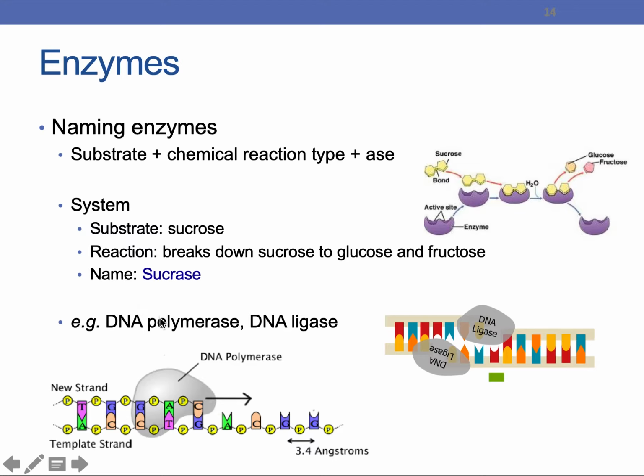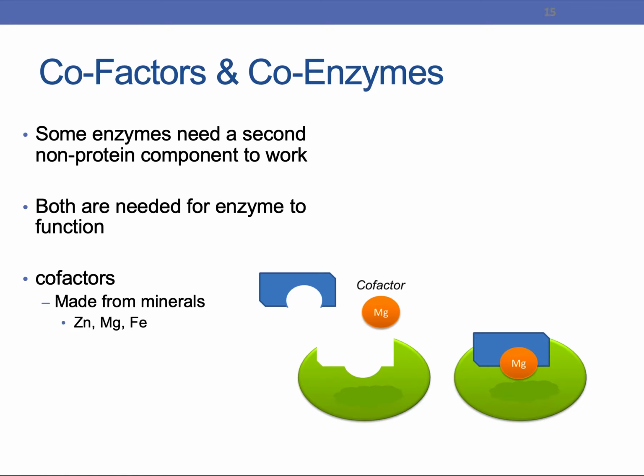The polymerase, the polymer part of it tells you that it brings DNA together. It brings nucleotides together to form this DNA. So it forms a polymer, and the "ase" tells you that it is an enzyme. The same way with DNA ligase. So how an enzyme is named gives us a lot of information about what substrate it acts on, and whatever reaction it is involved in as well.